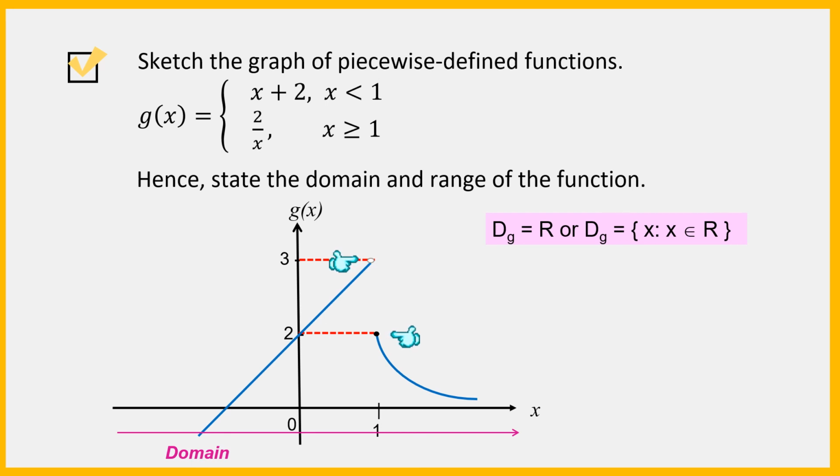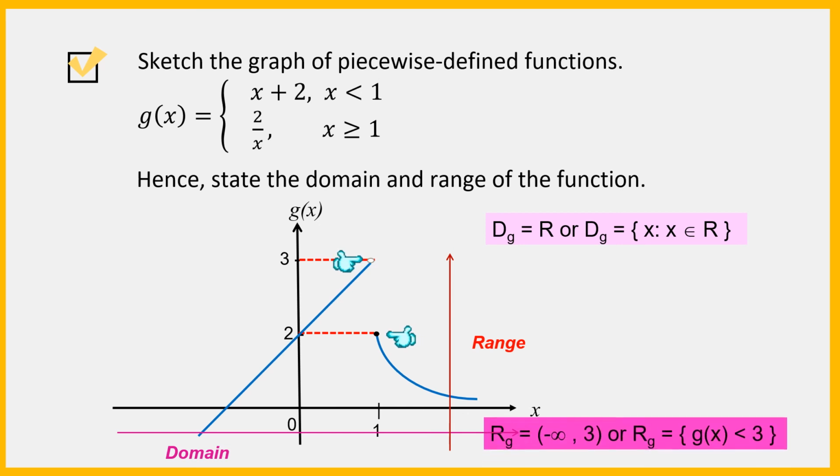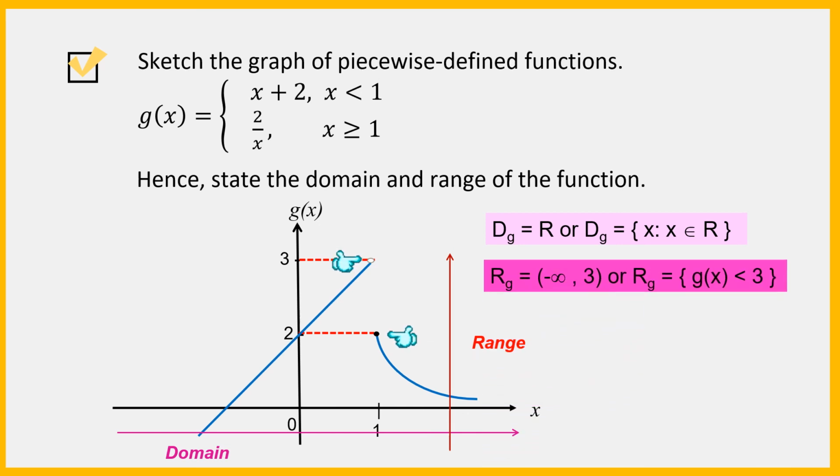While the vertical extent is from negative infinity until the maximum value of g of x, which is 3. So the range of values of g of x is less than 3, and is written as from negative infinity to 3 round bracket, or in set form g of x is less than 3.